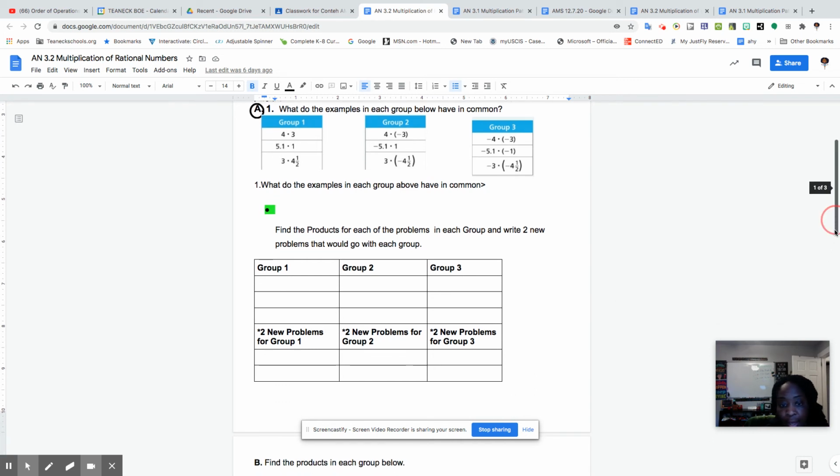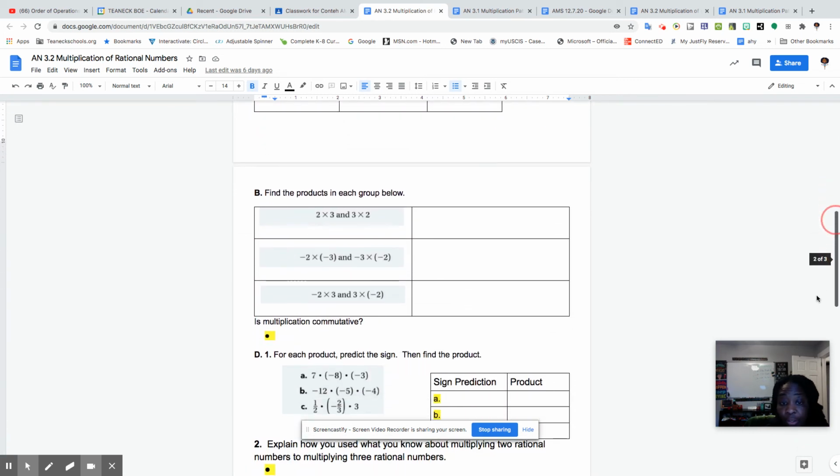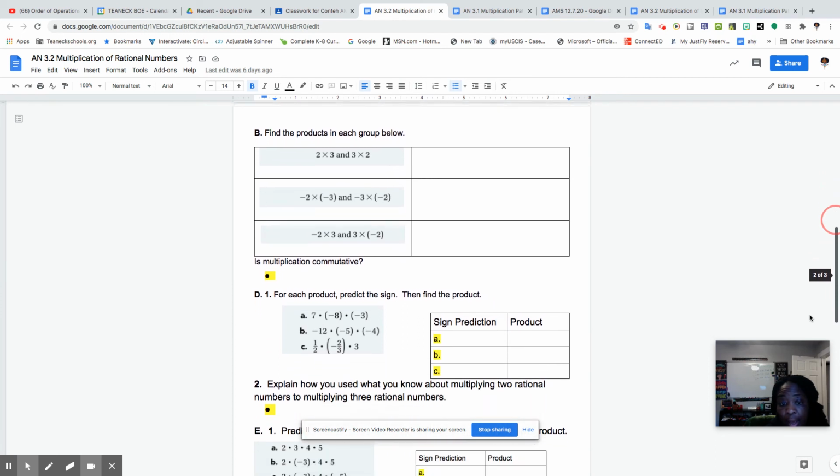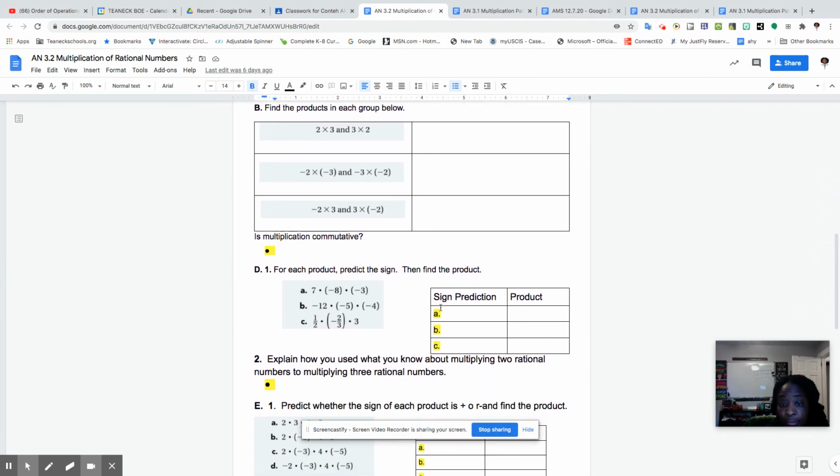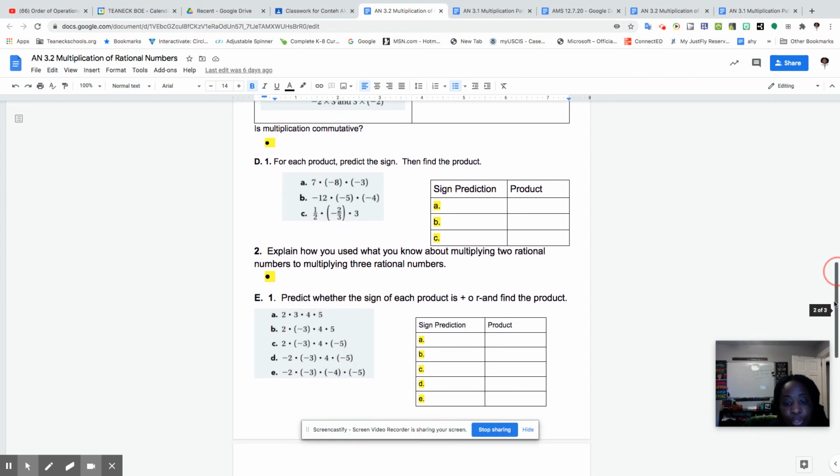Okay, and as you scroll down to the next page, then you're asked to find the product of those. And for D, asked to first predict a sign. Is it going to be positive or negative when you have 7 times -8 times -3? Okay, please do me a favor, really just exercise your thinking and take a risk as opposed to worrying so much about getting the right exact answer. What do you think? What seems reasonable? What seems logical? And why, of course, okay?